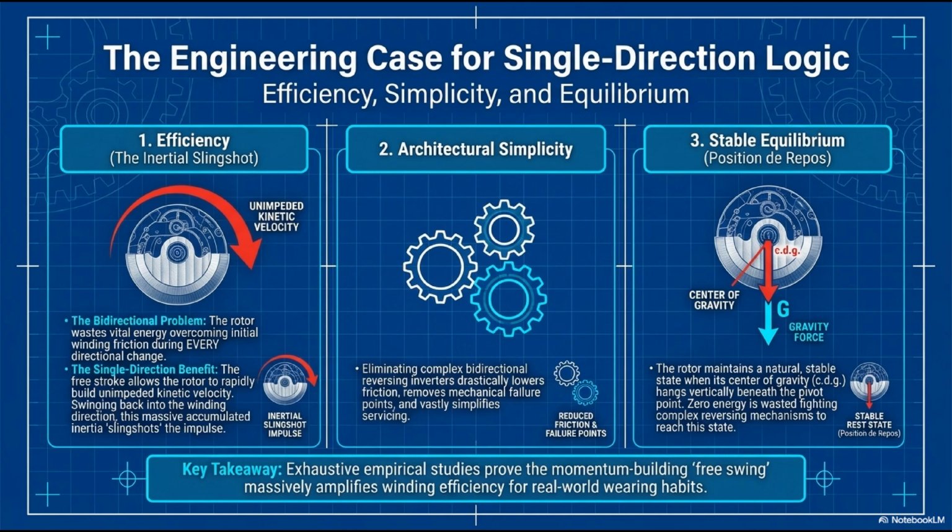Point 2. Architectural simplicity. Eliminating complex bidirectional reversing inverters drastically lowers the overall friction of the movement, removes highly stressed mechanical failure points, and vastly simplifies servicing for the watchmaker.